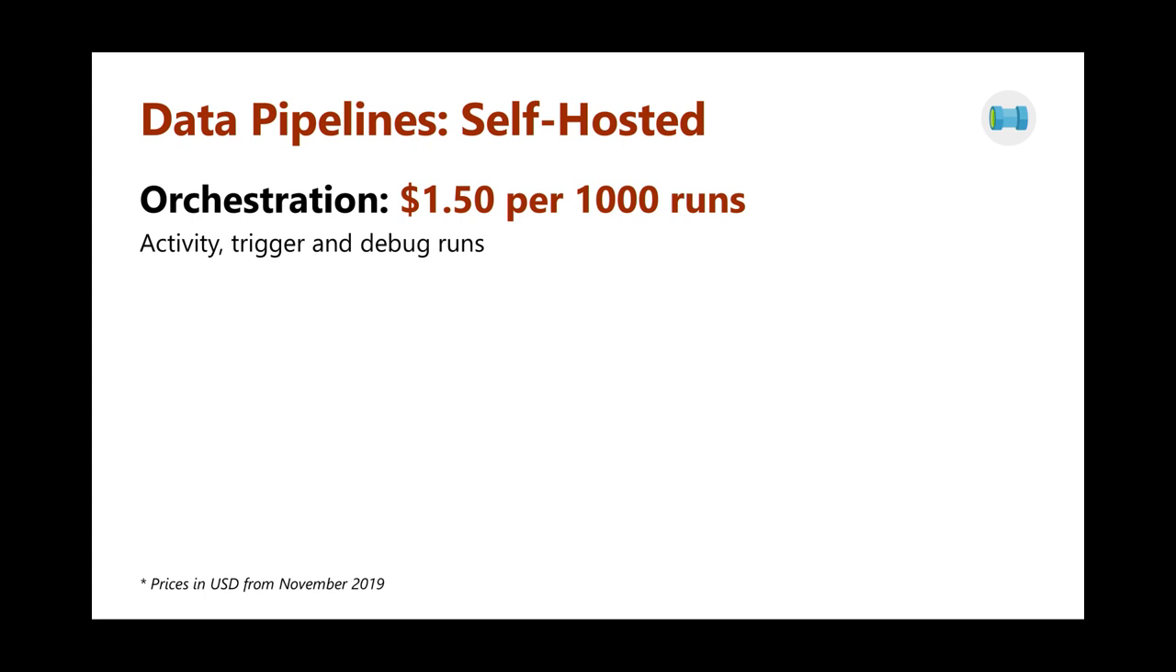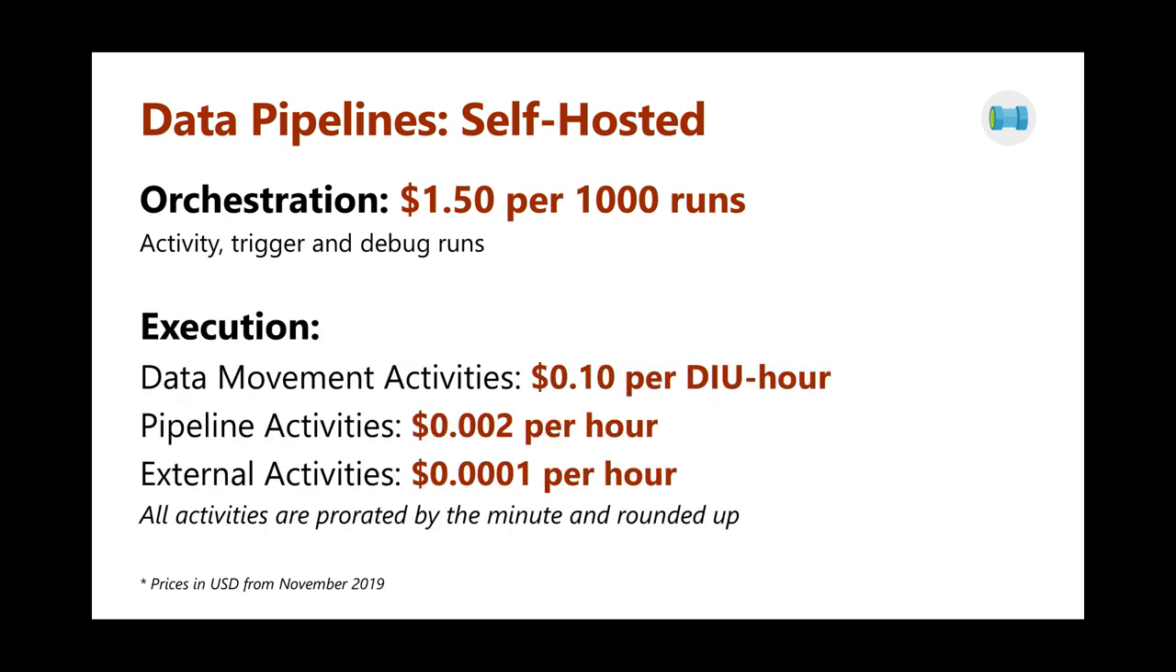So for a self-hosted integration runtime, when you're orchestrating things, every time you're running an activity, again, it's a small cost involved. So $1.50 per 1,000 runs for running activities, triggers, and debug runs. The real cost comes when you're looking at the activities inside of those pipelines. Again, we're digging into the details here. For execution, there are 3 types of activities inside a pipeline that you can run. The first is a data movement activity, which is basically the copy data activity. And as you can see, this is where the largest cost is inside of a data pipeline.